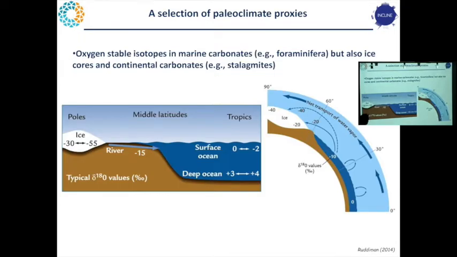Good. And then we come to oxygen stable isotopes in marine carbonates, for instance, in those same foraminifera, but also in ice cores and continental carbonates like stalagmites. This is a very important proxy. Probably one of the most important proxies, if we can say so. Why can we use oxygen stable isotopes in carbonates in general, but also in water, in ice?